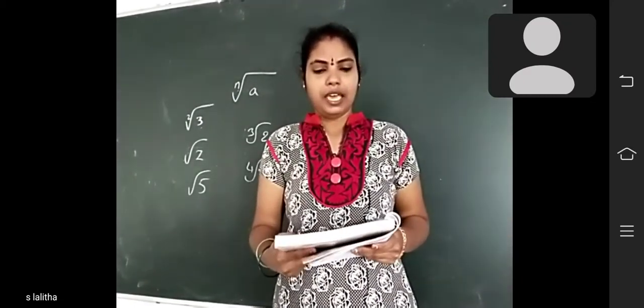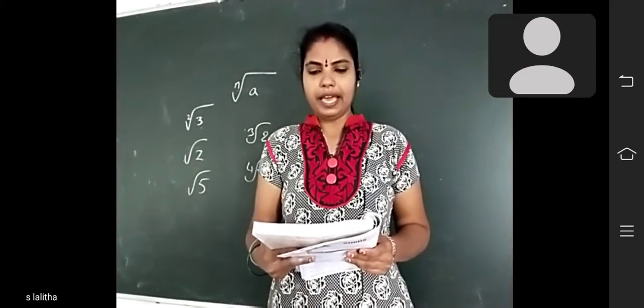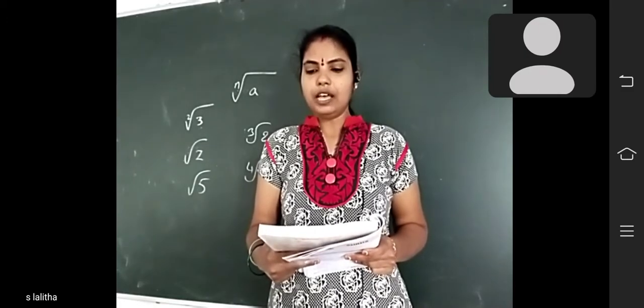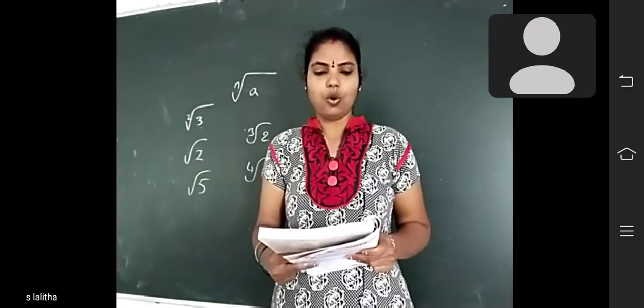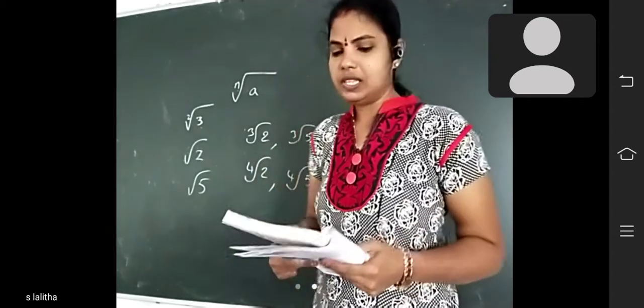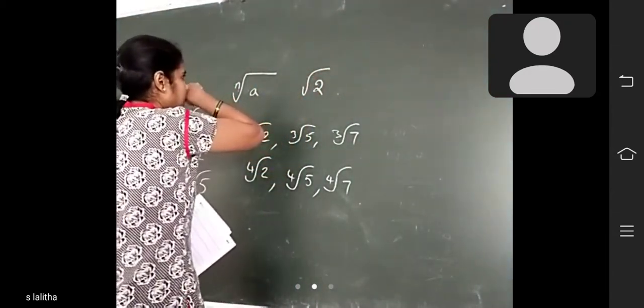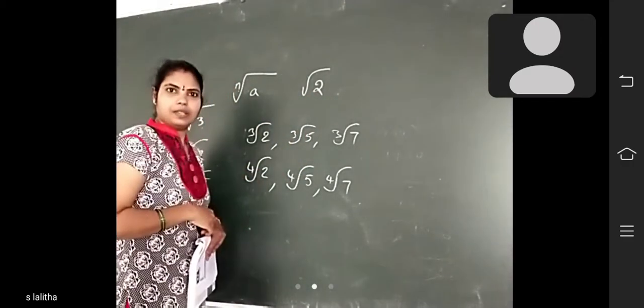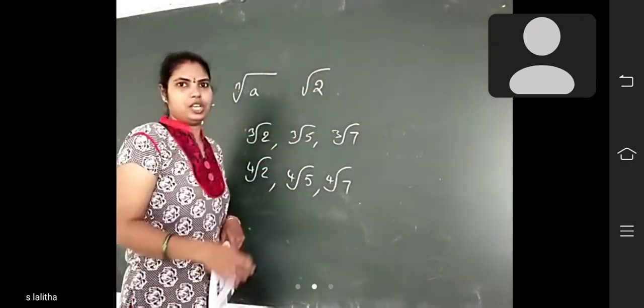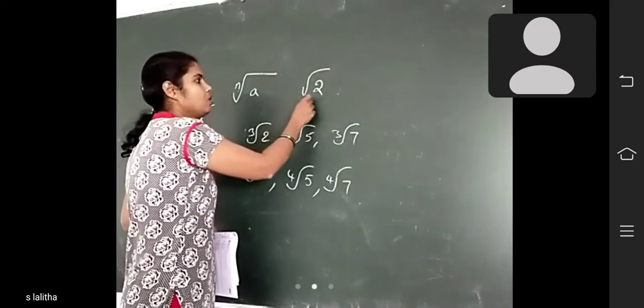Pure surd. A surd which has unity only as its rational factor, the other factor being irrational, is called a pure surd. For example, square root of 2 is an irrational number. There is no other operation, no other number. So what do you call this one? Pure surd.